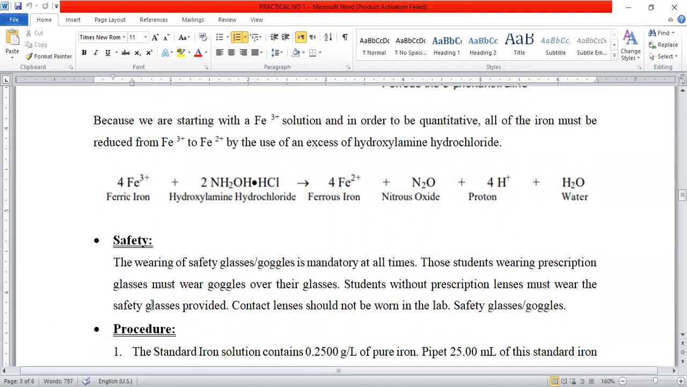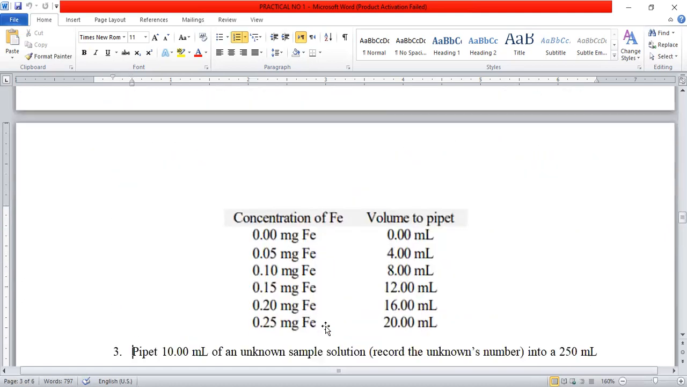These are the safety precautions. The wearing of safety glasses or goggles is mandatory at all the times. Those students wearing prescription glasses must wear goggles over their glasses, and students without prescription lens must wear the safety glasses provided. And contact lens should not be worn in lab with safety glasses or goggles.